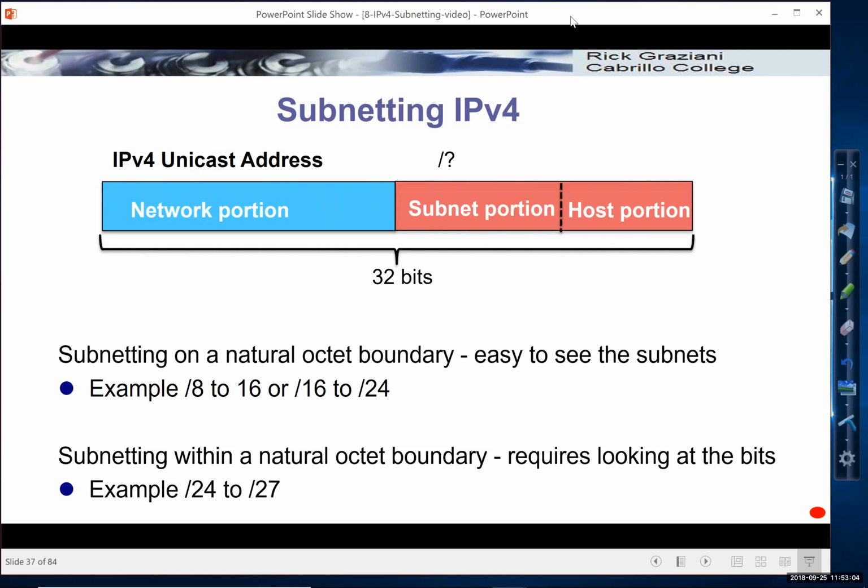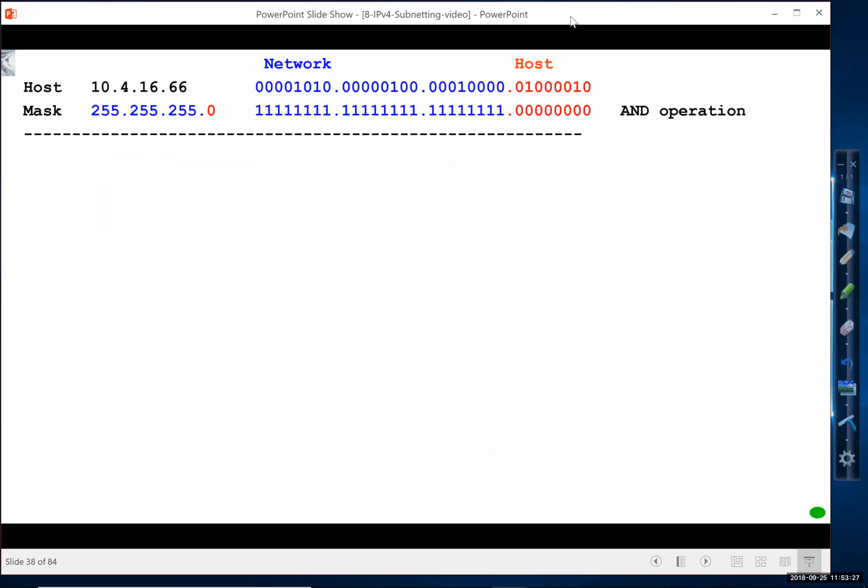So when subnetting on a natural octet boundary, say from a /8 to a /16 or a /16 to /24, it makes it fairly easy. But when subnetting within a natural octet boundary, like /24 to /27, most times we have to actually look at the binary to fully understand what those subnets look like. Okay, so let's use this as an example.